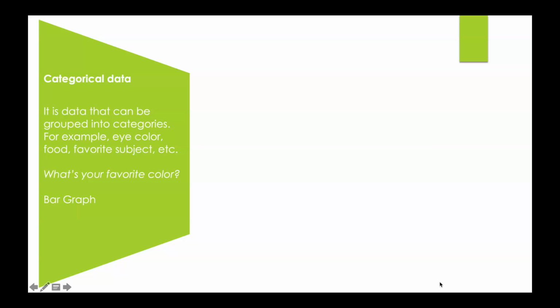Categorical data. It is data that can be grouped into categories. For example, eye color, food, favorite subject, etc. What's your favorite color? A bar graph can be used for categorical data.